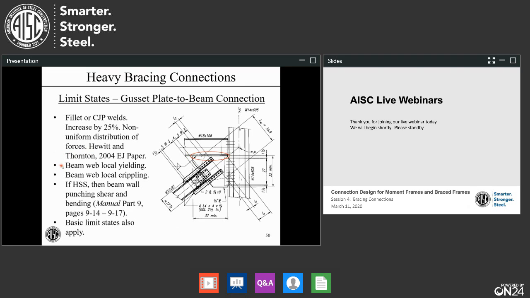We can have beam web local yielding in this region, and that doesn't matter if the brace is in tension or compression. If the brace is in compression, we can have web local yielding or web local crippling in this region. If this beam is an HSS, then the vertical force in this gusset plate can cause a punching shear and bending. And you see in the manual, this location here is where you find the checks for those.